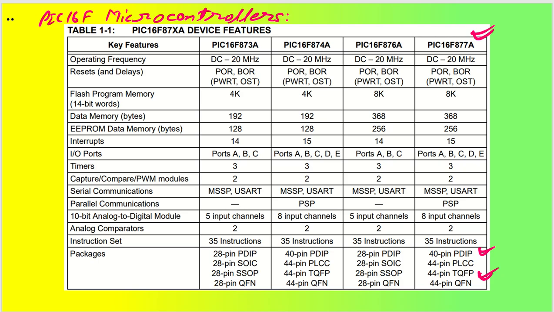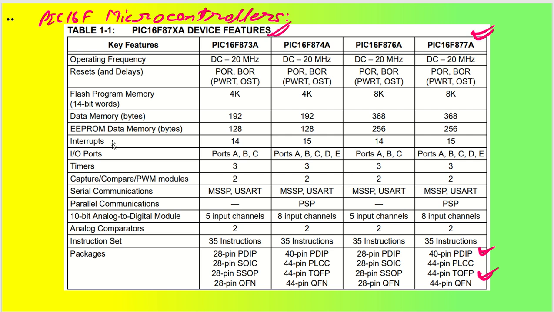Now, as I already told you, the comparison between different devices: 873, 874, 876 and 877. Our main purpose is to work with this one. The rest have almost the same operating frequencies and reset. Program flash memory is highest in the one we are going to discuss, which is 8 KB. Data memory is 368 bytes in this one. We have EEPROM, which is the highest, 256 bytes.